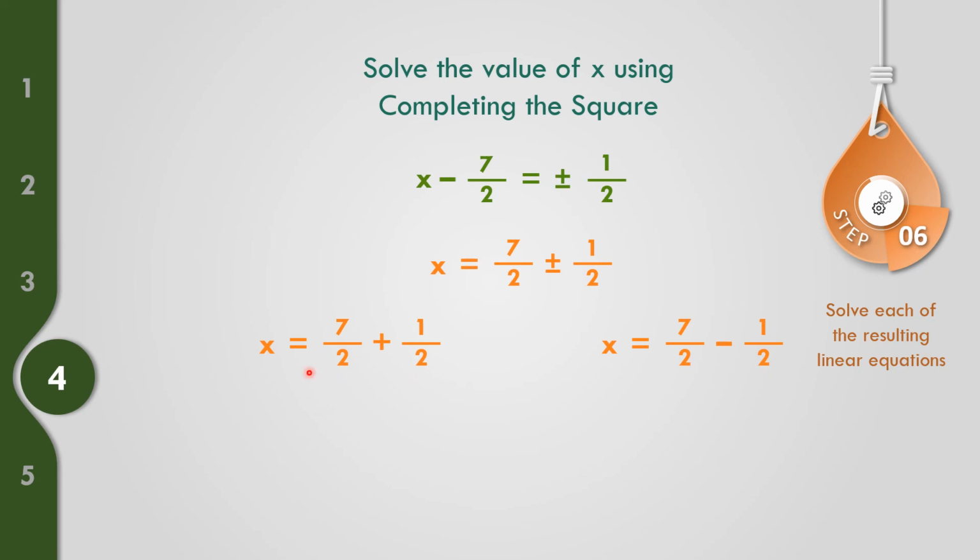We have the same denominator, so 7 plus 1 is 8. Copy the same denominator, that is 2. 8 divided by 2, so x is equal to 4. Second one, 7 minus 1 is 6. Copy the same denominator, 2. 6 divided by 2 is 3. So the solutions are 4 and positive 3.